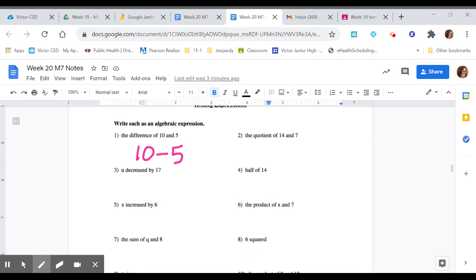So for number 2, quotient means divide. So we would write this as a division problem. You could just write 14 divided by 7. Or as I would write it as a fraction, I would write 14 divided by 7 this way. I think it's that part of my screen that does not like my pen.